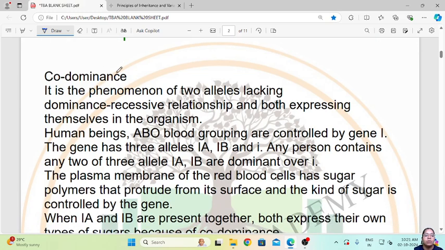Codominance is the phenomenon of two alleles lacking a dominant-recessive relationship and both expressing themselves in the organism. So basically, in codominance there is no dominant-recessive relationship, that is, both the alleles are expressed in the organism. So this is called codominance.